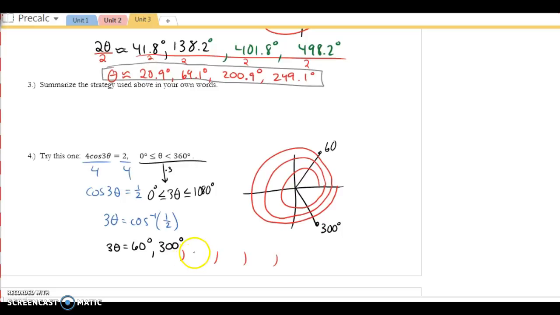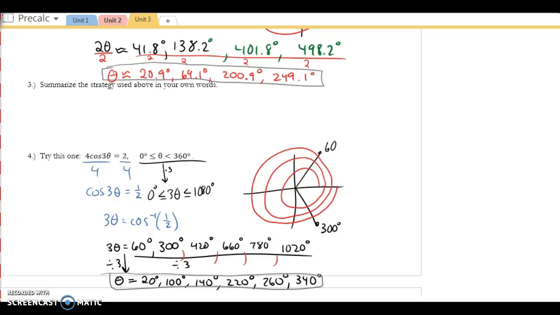I'm going to pause this and I'm going to find my 6 answers just by thinking about coterminal angles. Pause. Okay, there are my 6 angles between 0 and 1080 that should work for the value of 3 theta. But my final answer is not actually the value of 3 theta, it's the value of theta. So I'll divide everything by 3. And I'll get that theta is equal to a whole bunch of numbers. Okay, I hope you're good with that.